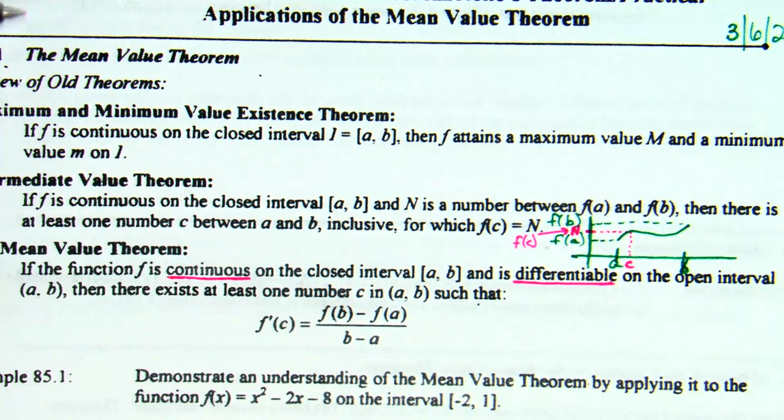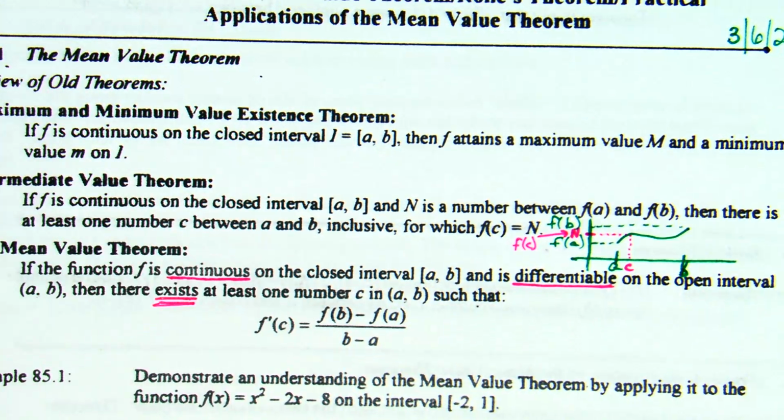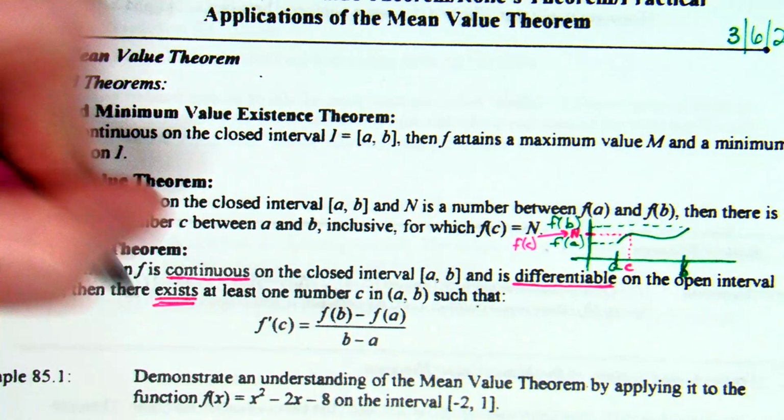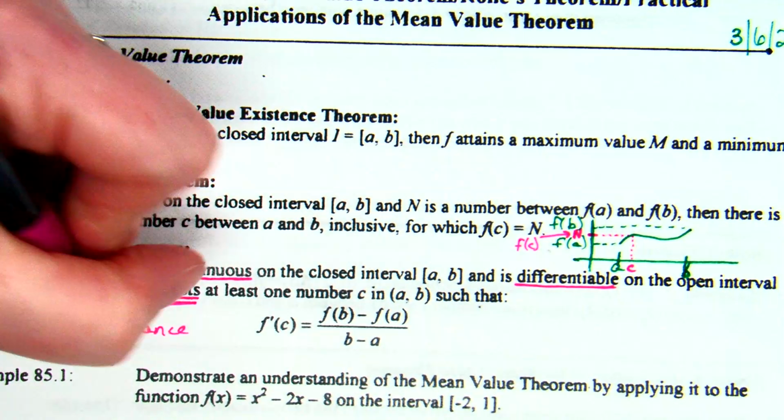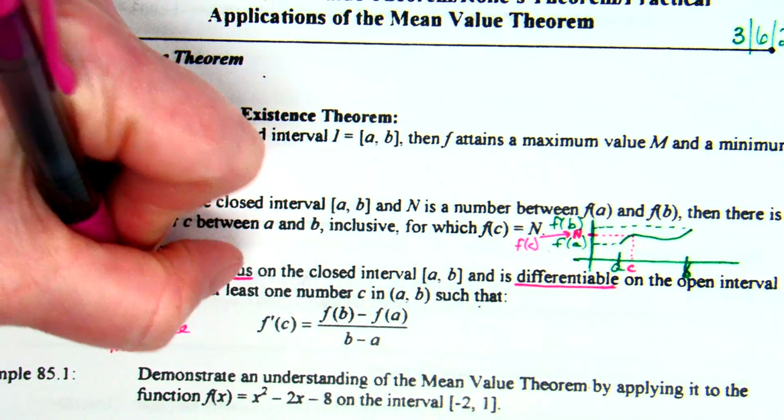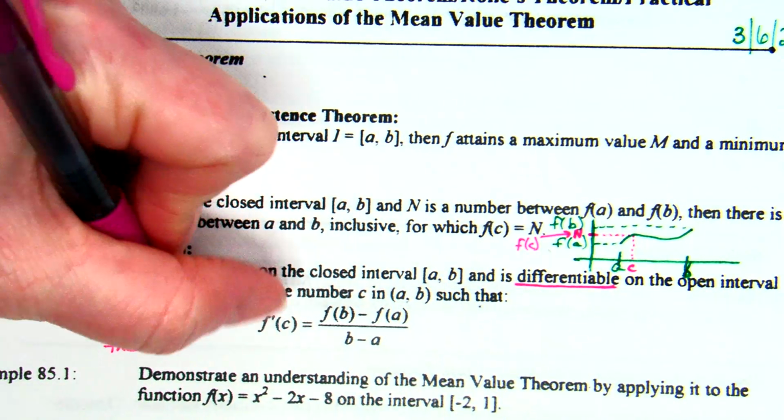Notice it uses the word exist in here. When it uses the word exist, realize that this is an existence theorem. This is just saying that if these criteria all come together, then this situation exists. Okay, so this is an existence theorem.